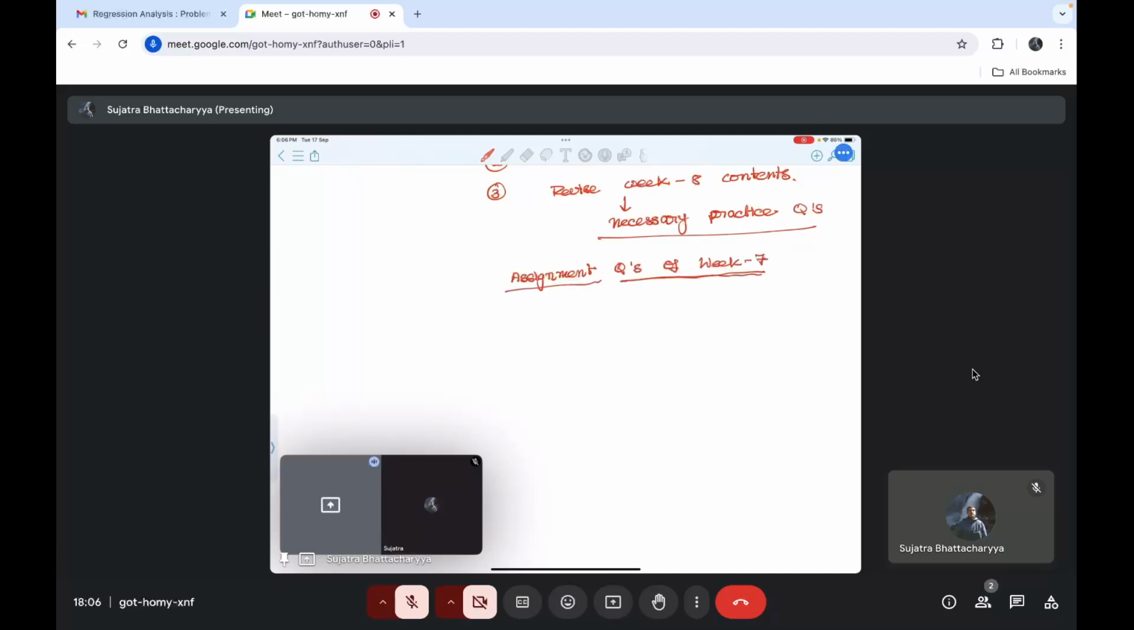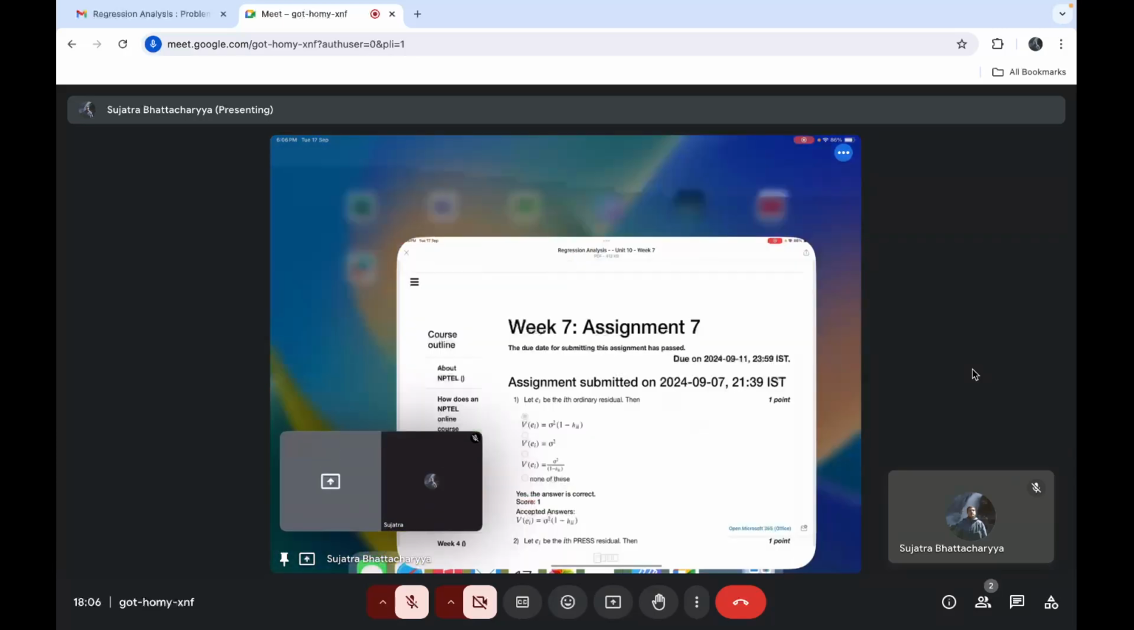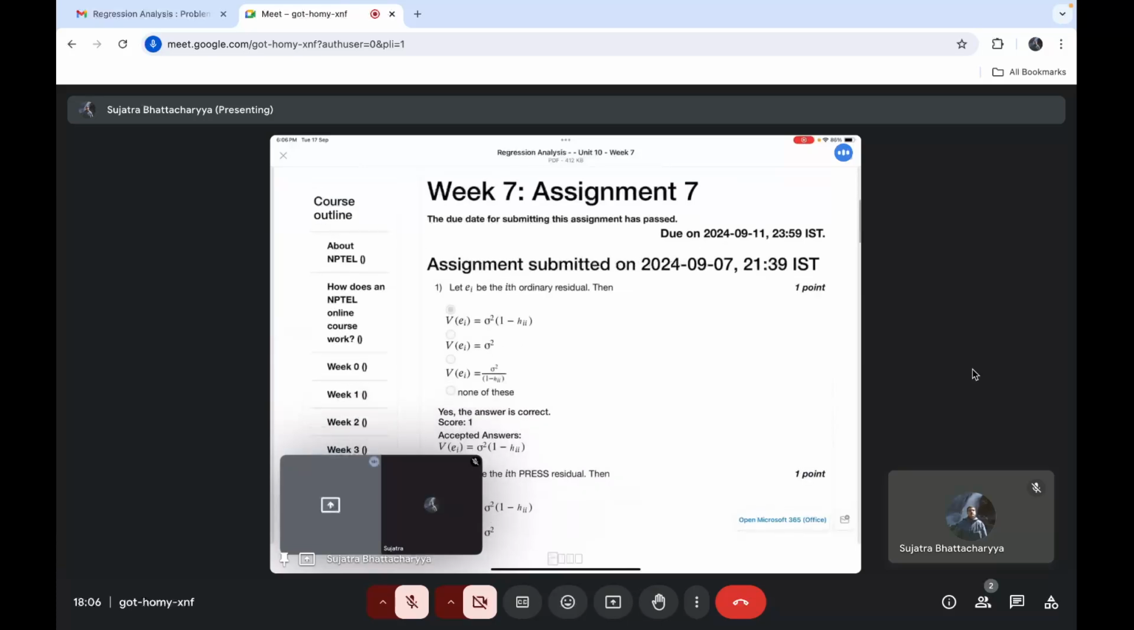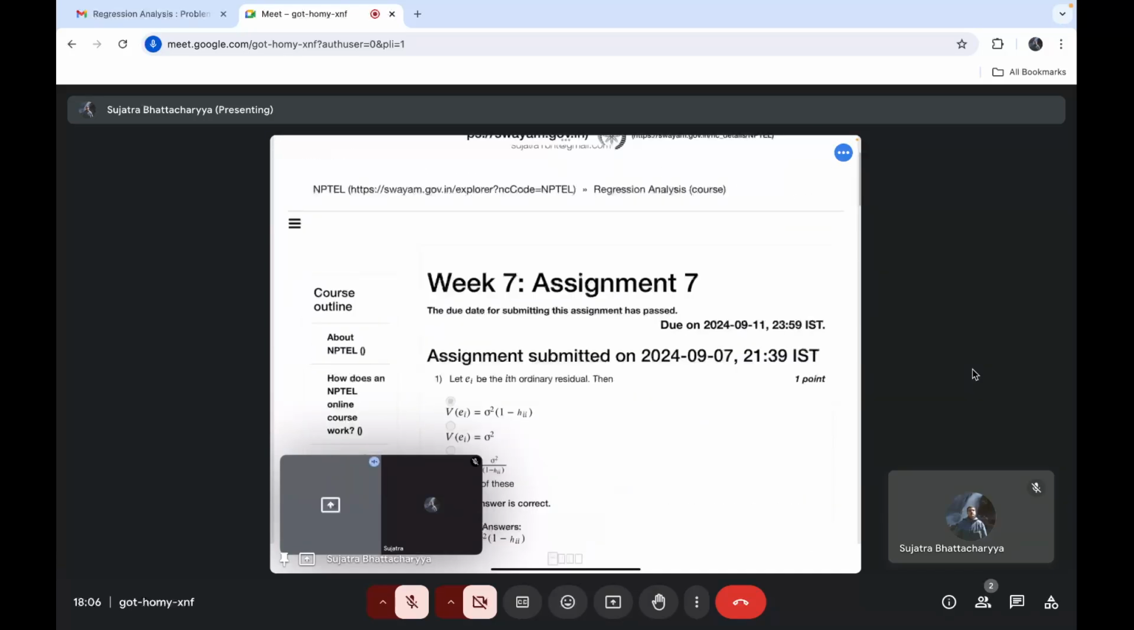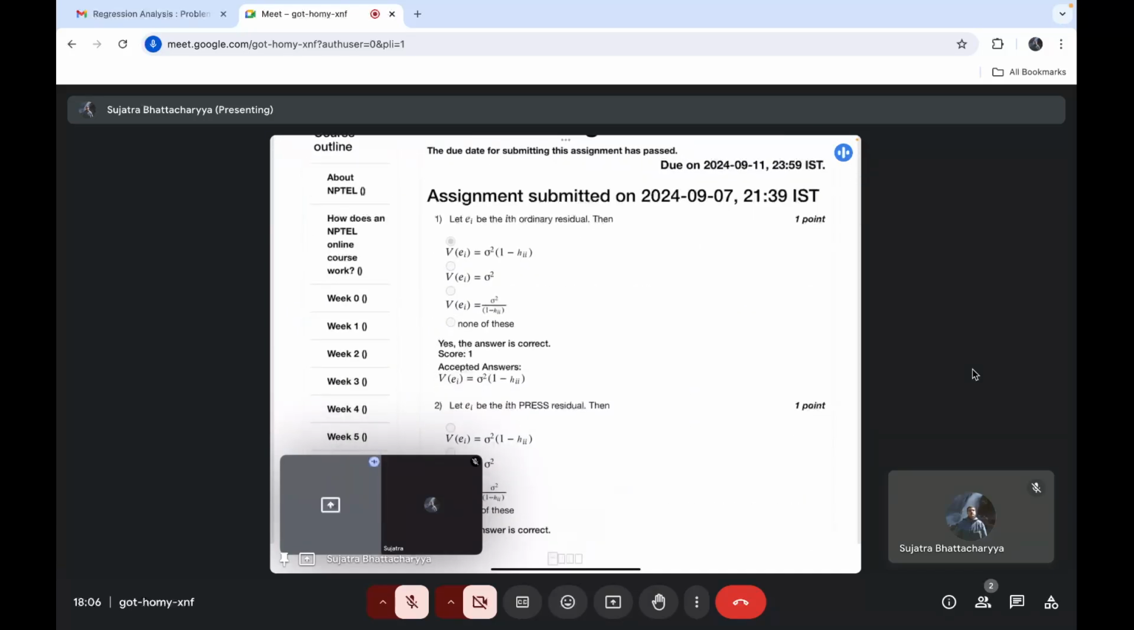Let's jump to the assignment questions of week 7. These are the assignment questions given for week 7. The first question here is: let EI be the ith ordinary residual. Then which of the following options are correct? So EI is the residual, the symbol of the residual. Then what is its variance? Var(EI) is the variance of EI.